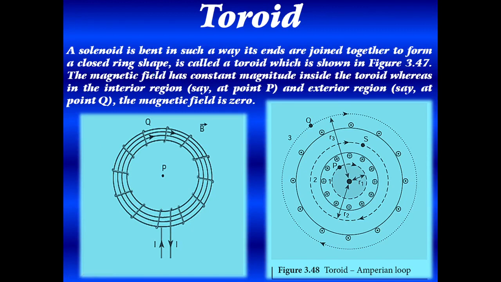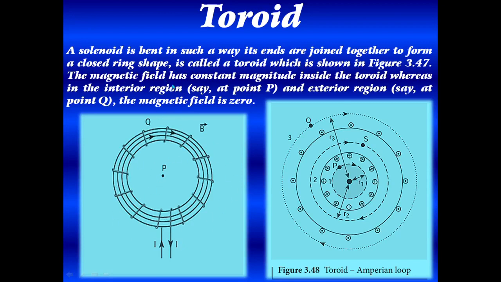Once again, a solenoid is bent in such a way that its ends are joined together to form a closed ring shape. This is called a toroid, which is shown in this figure.